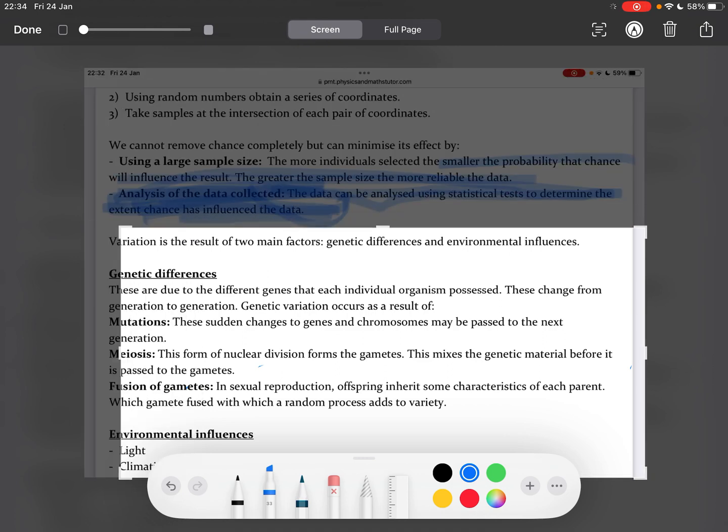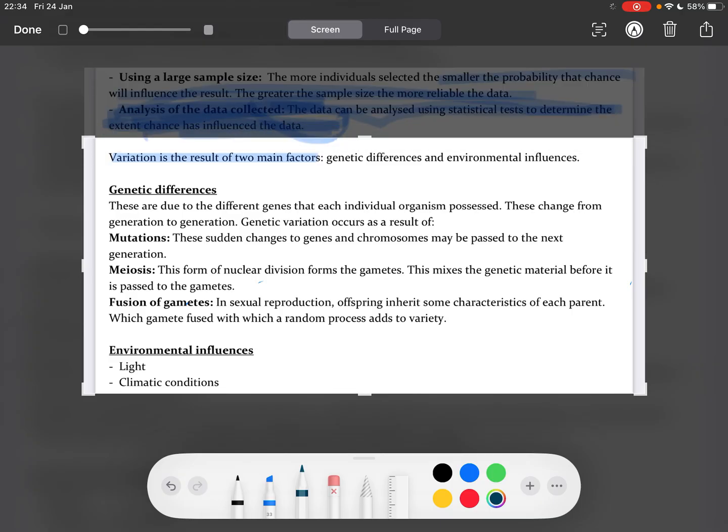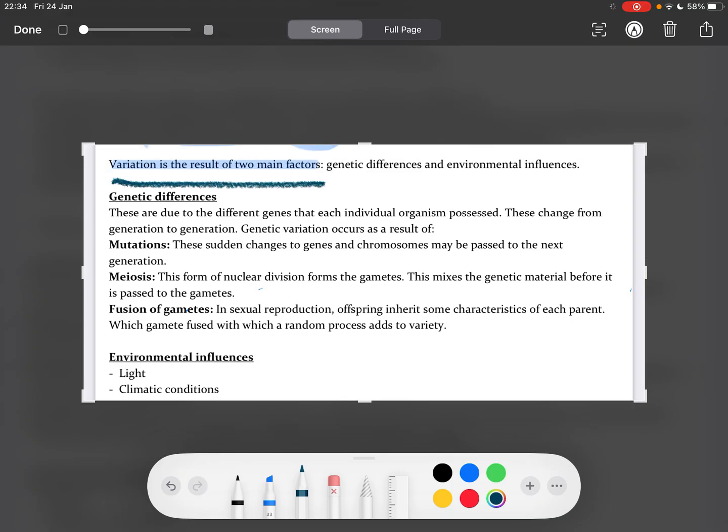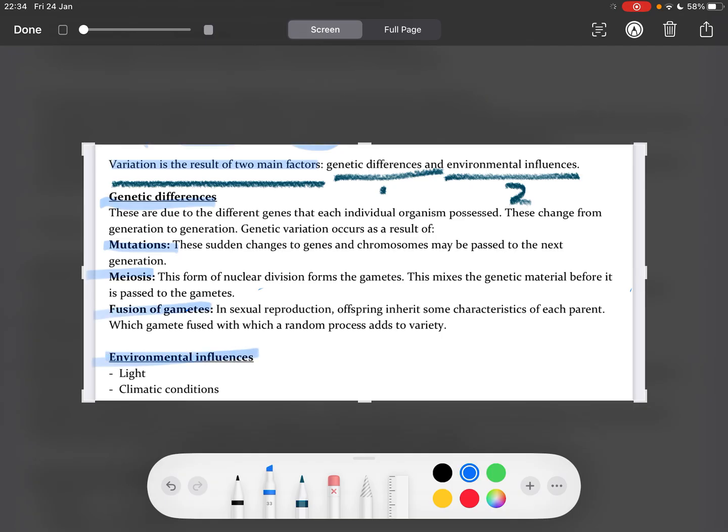Variation is the last thing before we go to the genetic differences. Variation is the result of 2 main factors. So there are 2 things that happen in the world that make variation: either genetic differences or environmental influences. Genetic differences such as mutation, meiosis, or fusion of gametes. Environmental influences such as stuff from the environment, as you can see.